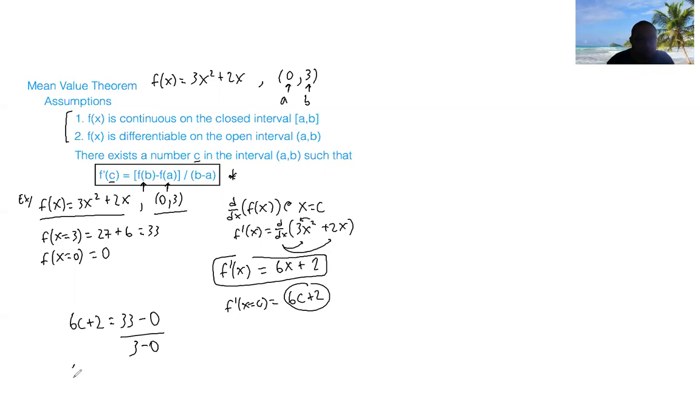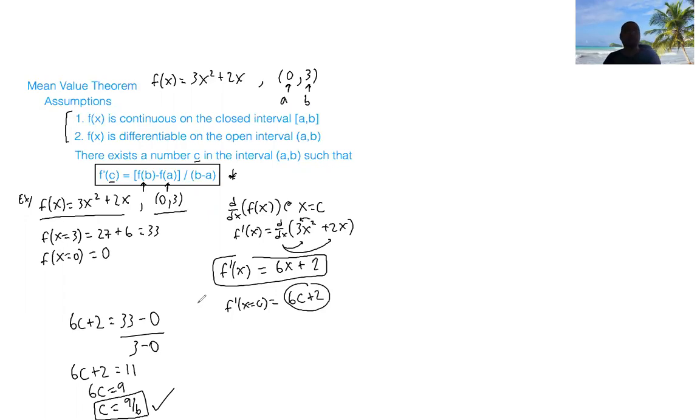Okay? And so in this case, let's simplify. 6c plus 2 is equal to 33 divided by 3, which is 11. Subtract 2 from each side. That gives you 6c is equal to 9. And you're going to get c is equal to 9 over 6. And you're welcome to keep simplifying to 3 over 2. Okay? But I'm just going to leave it like this for the sake of looking at how to solve for our value c. Okay? And this is going to be your final answer.